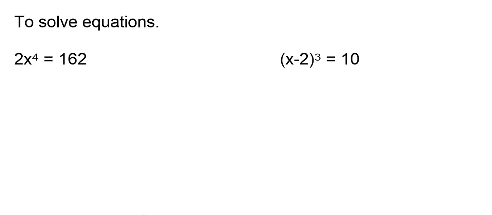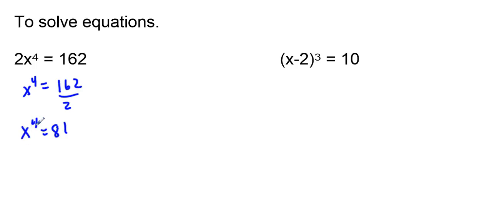To do this, we're going to first try to isolate x. So we're going to divide both sides by 2. So we'll take 162 divided by 2. What we'll have is x to the fourth equals 81. Now from here, we're not done solving for x.